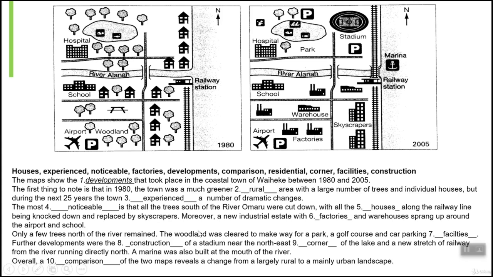Overall, a comparison of the two maps reveals a change from a largely rural to a mainly urban landscape. So that's how you describe maps. Be sure to study the structure and to do more practice with the exercises in the ebook.